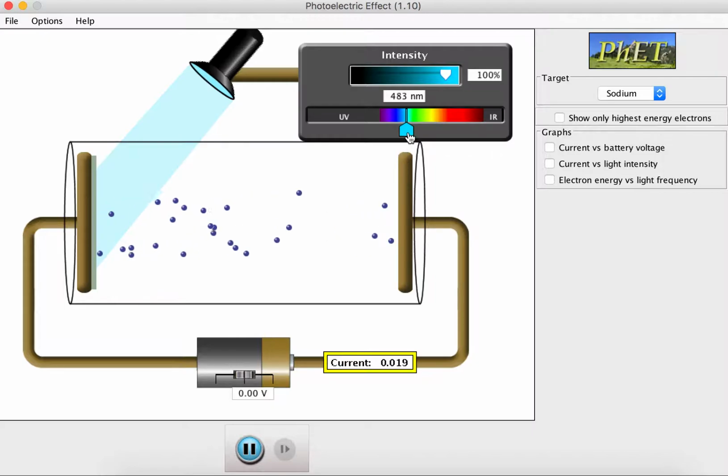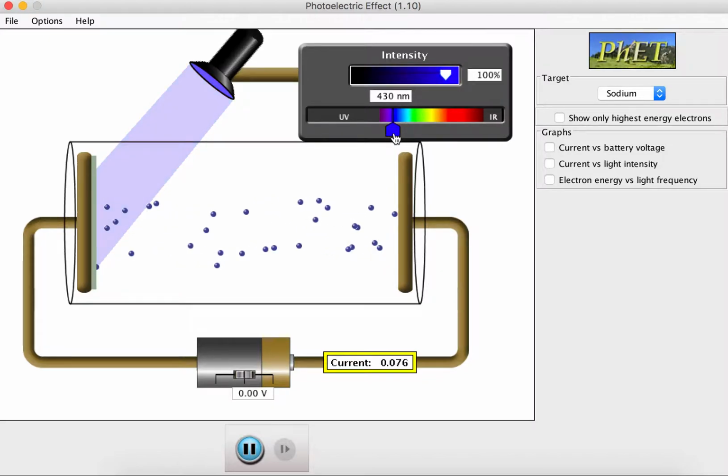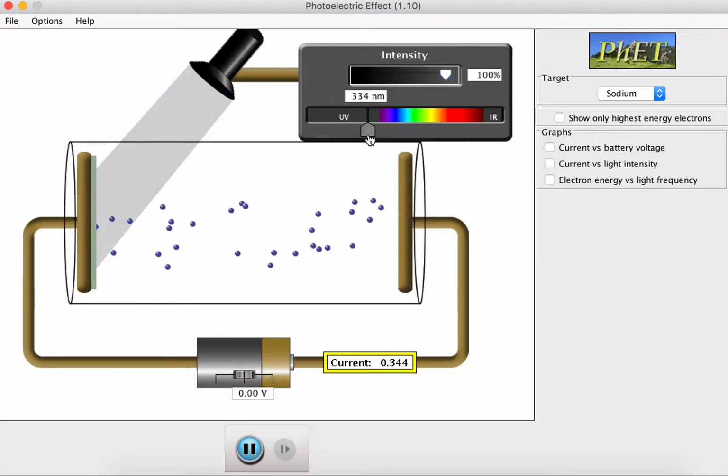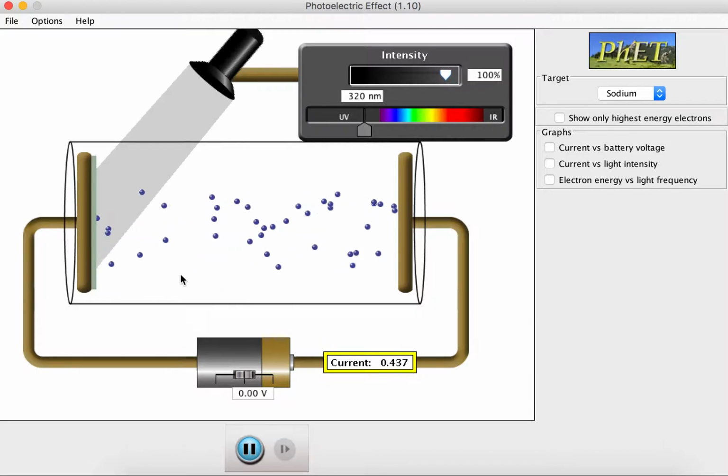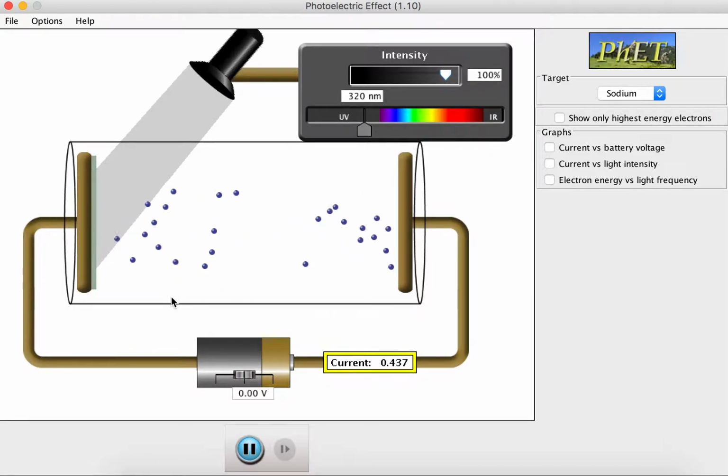Now, the wavelength of the light must determine some other property. So if we continue to decrease it, we can see that now electrons are exiting the cathode with much more kinetic energy than they were at the higher wavelengths. This is a property of both the material and the quantization of energy of the photons, the light particles, that are incident on the cathode.